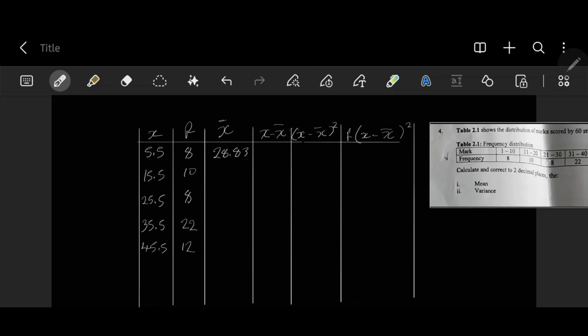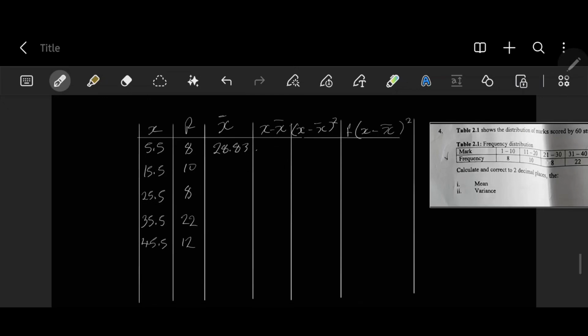To get this, for the first one, I'm going to do 5.5 minus 28.83, which will give me minus 23.3. Then for the next one, I'm going to have 15.5 minus 28.83, which will give me minus 13.